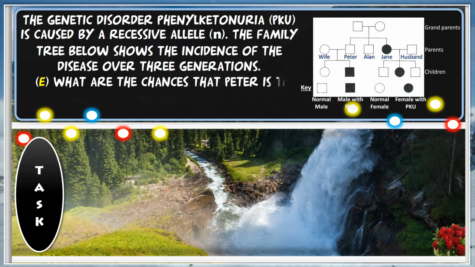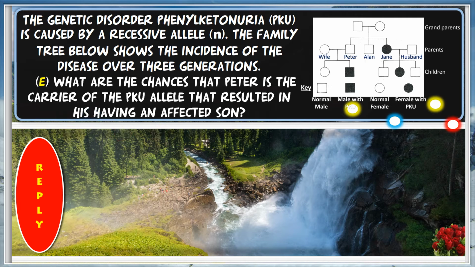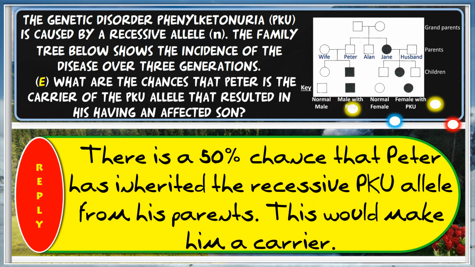Part D. What are the chances that Peter is a carrier of the PKU allele that resulted in his having an affected son? There is a 50% chance that Peter has inherited a recessive PKU allele from his parents. This would make him a carrier.